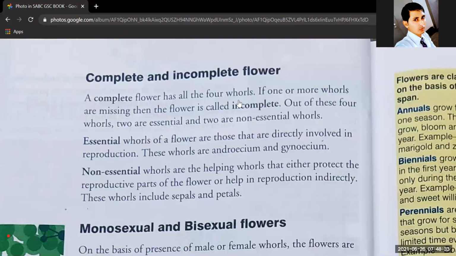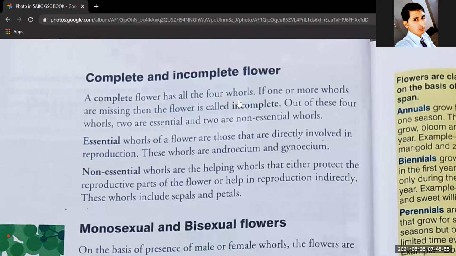Four whorls, you need to keep it in your mind. What are those four whorls? Can you name them? Number one was calyx. Number two was corolla. Number three was what? Gynecium, and Androsium. So these four whorls you need to keep in your mind always.